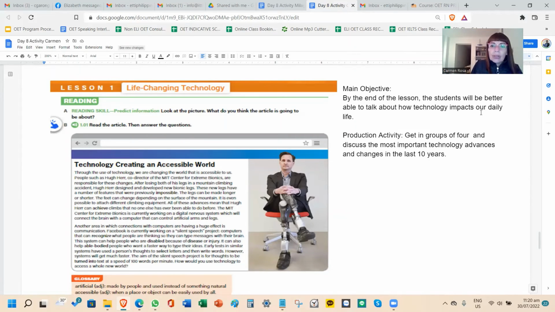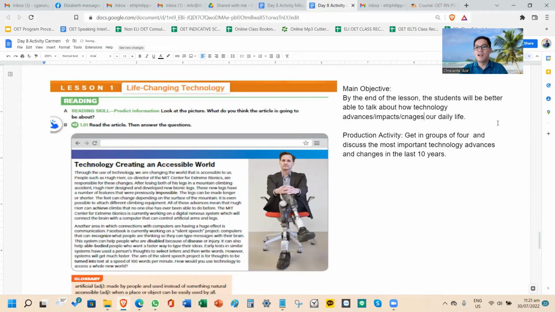Students' daily life. Advances, impacts. These are all just synonyms. Change, students' daily life.